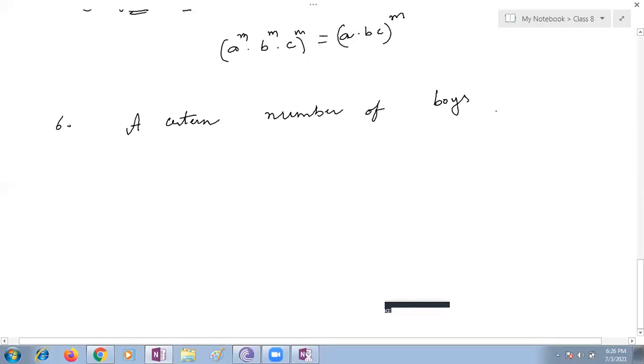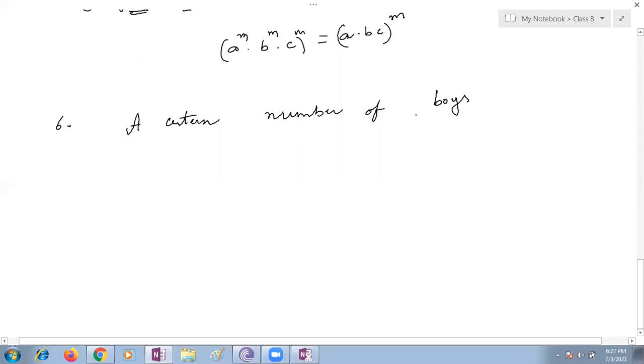Ma'am, are you doing this from the textbook or practice sums? These are not from the textbook. These are extra sums. These are from some competitive examinations. That's the bit I'm giving. Even I didn't check this bit. This is the latest bit.